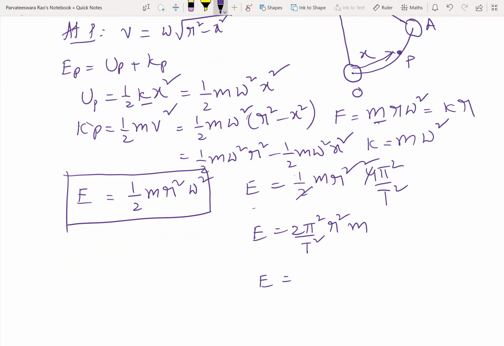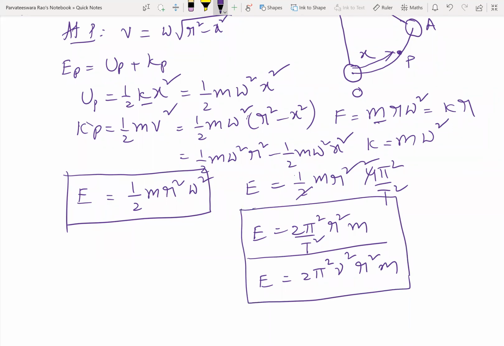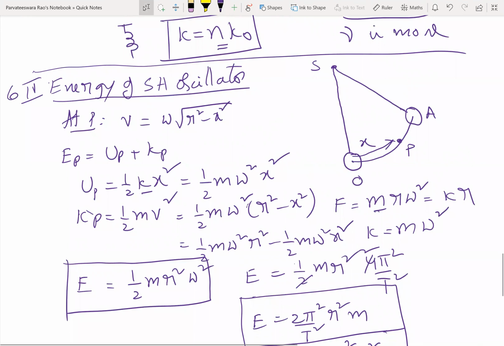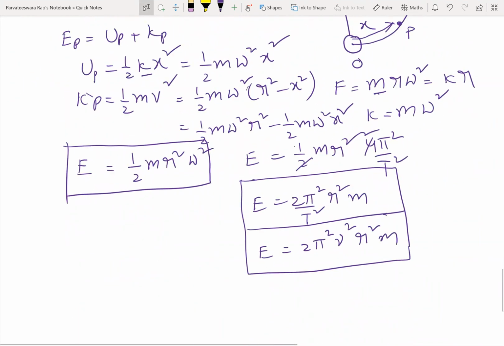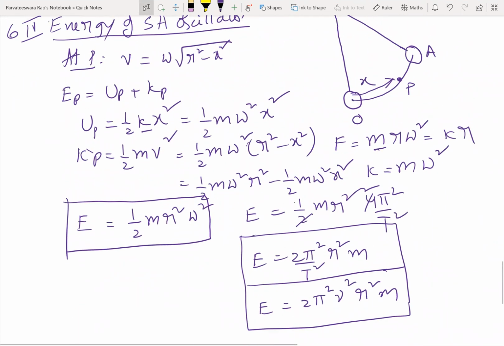And 1 by T is frequency. So you can also write it as 2 pi square mu square r square m. So this is the formula for energy of a simple harmonic oscillator. This is all we have in the oscillations topic.